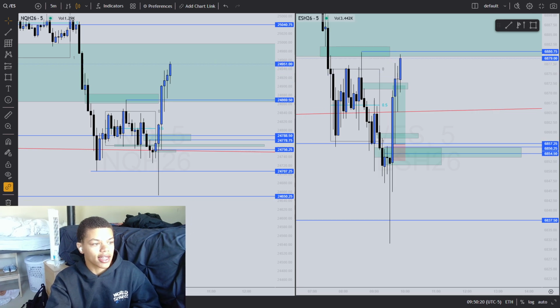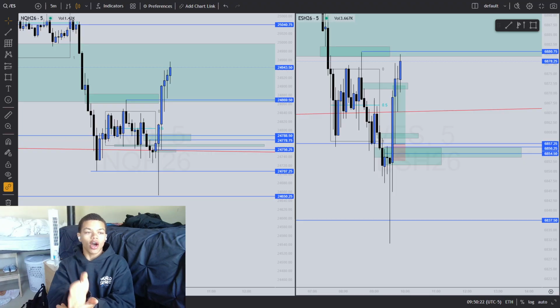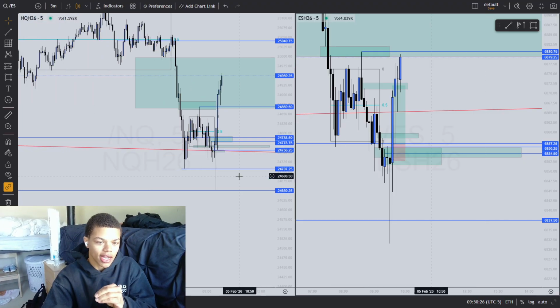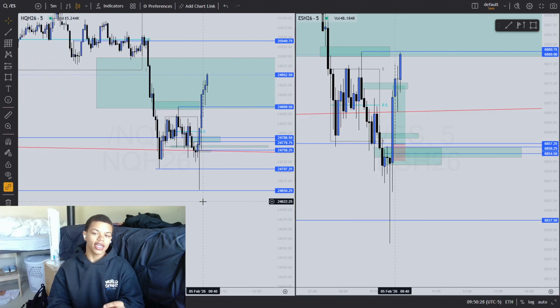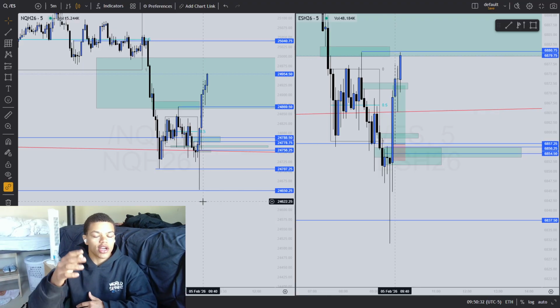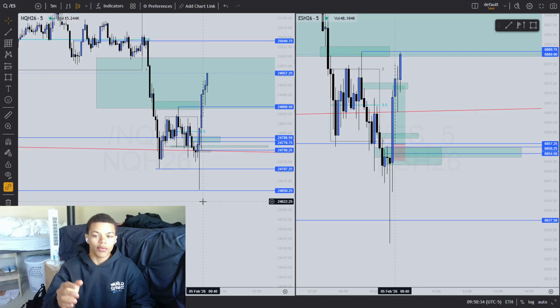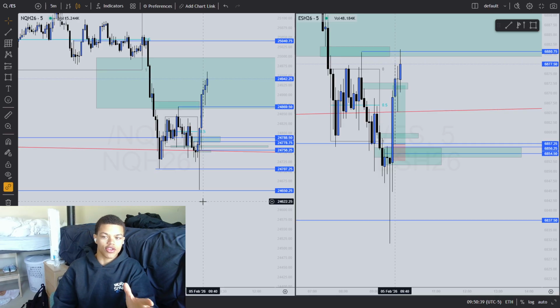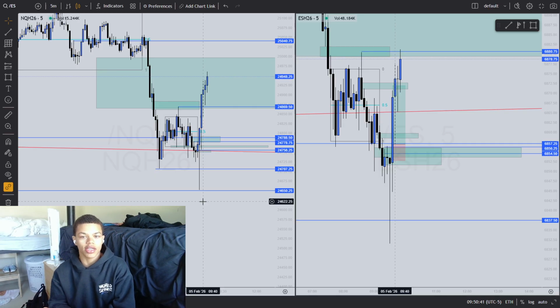So this is exactly how we use SMT divergences. We saw we missed our move on NQ, but we have an SMT divergence. So we have a leading index and a lagging index. All right, so the leading index was NQ. NQ was pushing higher. We missed our move, but we already knew that if NQ was going to push higher off the SMT divergence, then ES is most likely going to do the same.